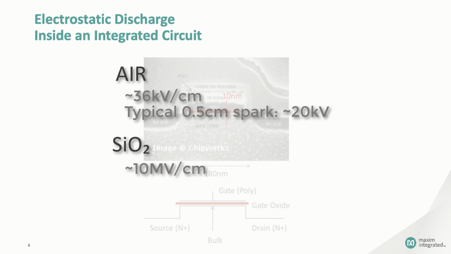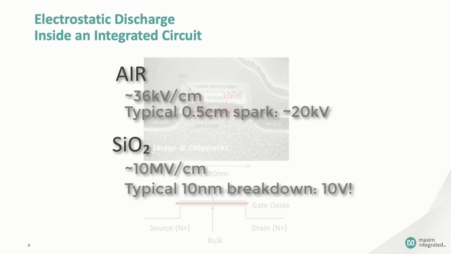Well, the problem is that 10 nanometers is 1/1,000,000th of a centimeter. That means that the gate can tolerate at most about 10 volts before it breaks down. And since we've already seen that your body can accumulate over 10,000 volts of potential, it's easy to see that you're pretty likely to cause a dielectric breakdown in any unprotected gate just by routine handling.